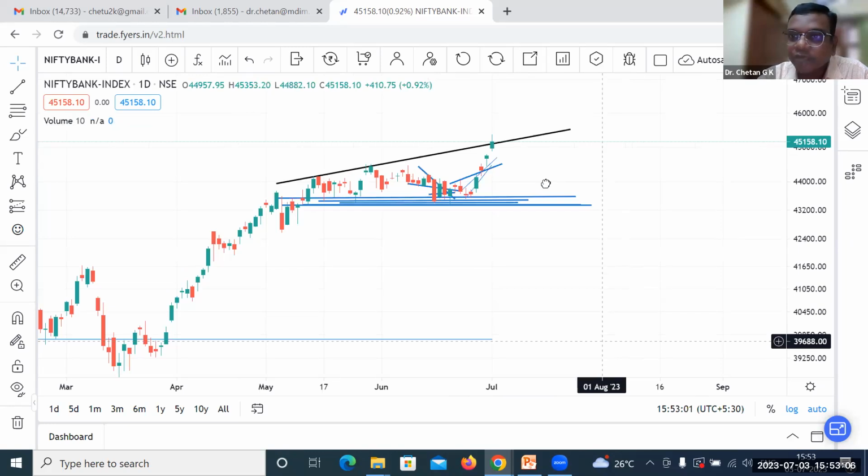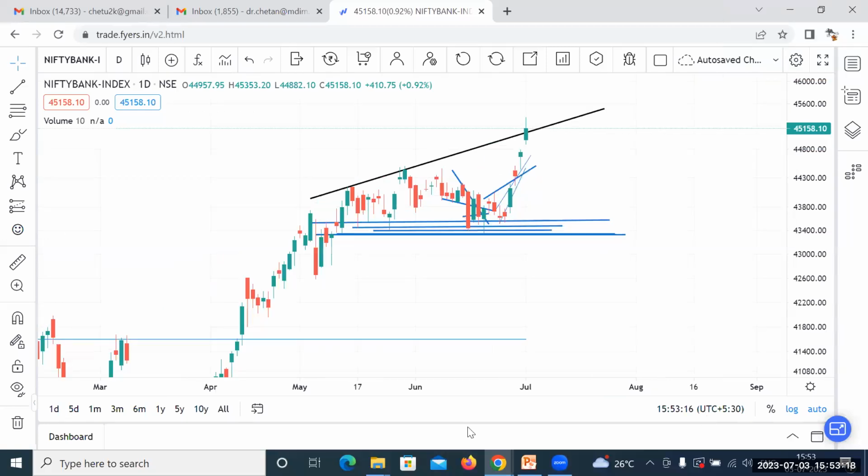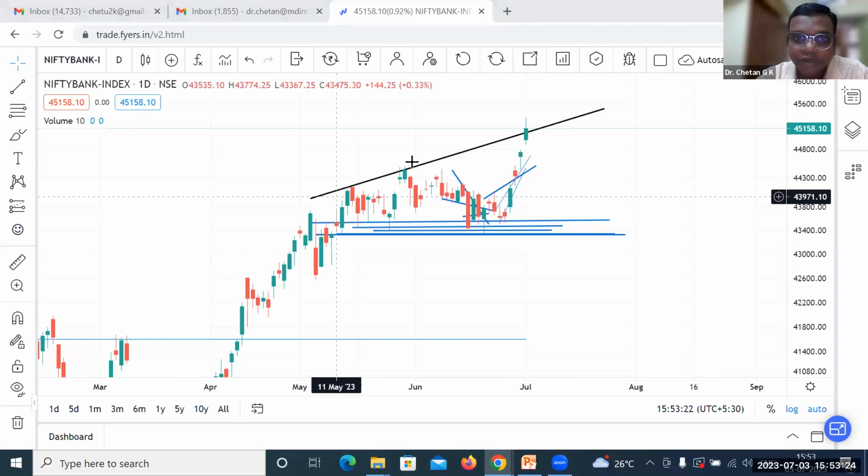Somebody asked me for Bank Nifty. What is it? To do the analysis of the Bank Nifty. Who has asked me that? So it is me, sir. Yes, yes. So can you tell me now? The analysis in front of you.